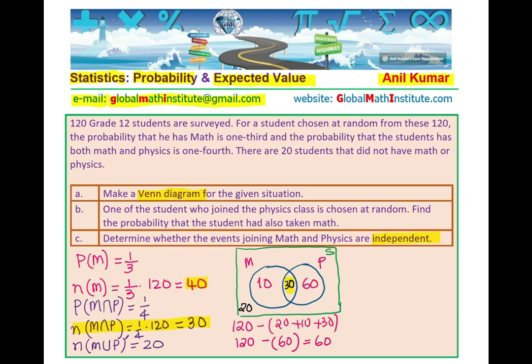Perfect. Now we've done the first part, which is the Venn diagram. Let's look into part B. One of the students who joined the physics class is chosen at random. Find the probability that the student also took maths. So, if we say one of the students who joined the physics class, we are choosing from the category, this, correct?